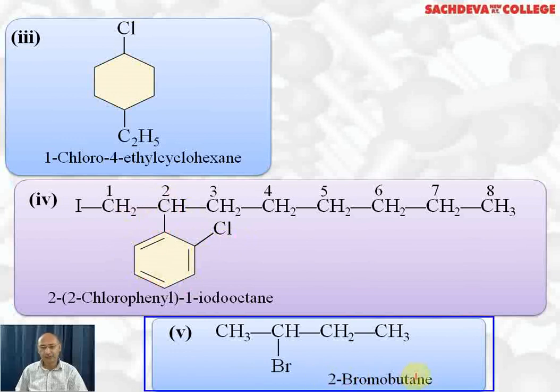Next we have to write 2-bromobutane. So write 4 carbon atoms in a straight chain, Br at the second carbon, and fill up the valency so that every carbon has valency equal to 4. We will get CH3, CHBr, CH2, CH3, which is the structural formula of 2-bromobutane.